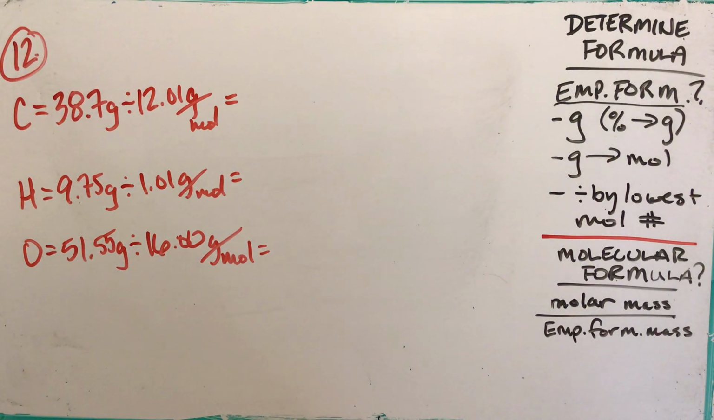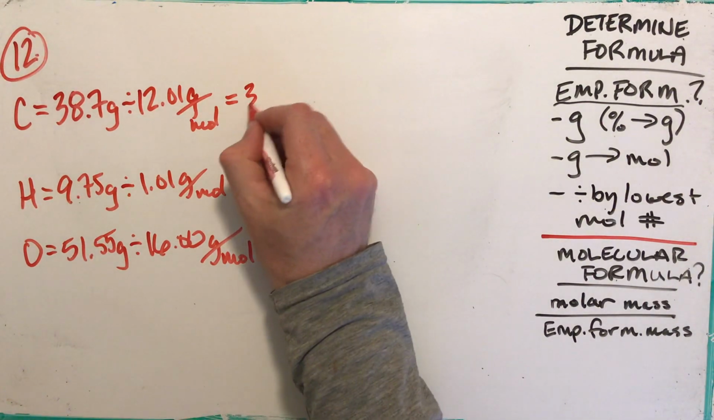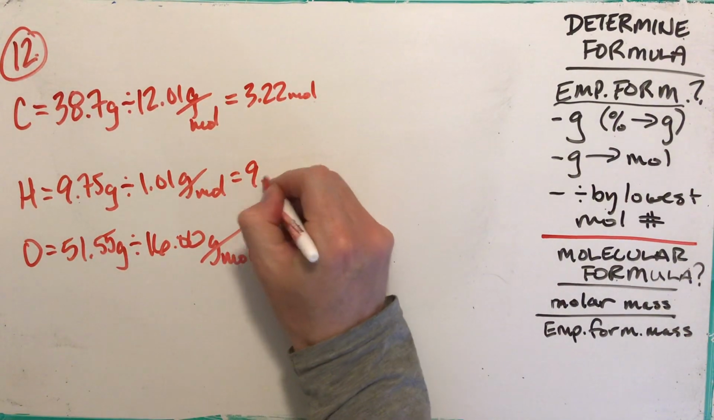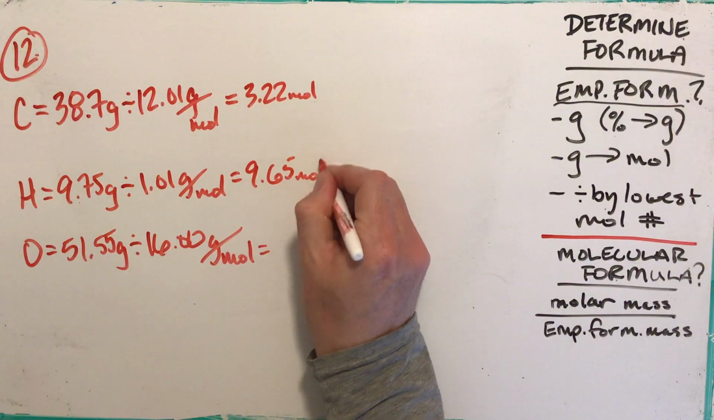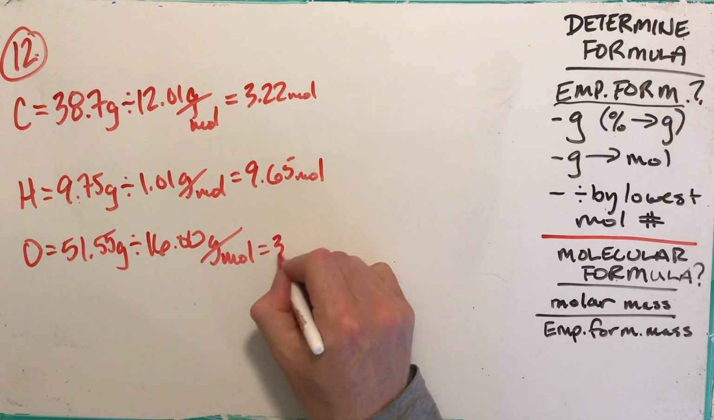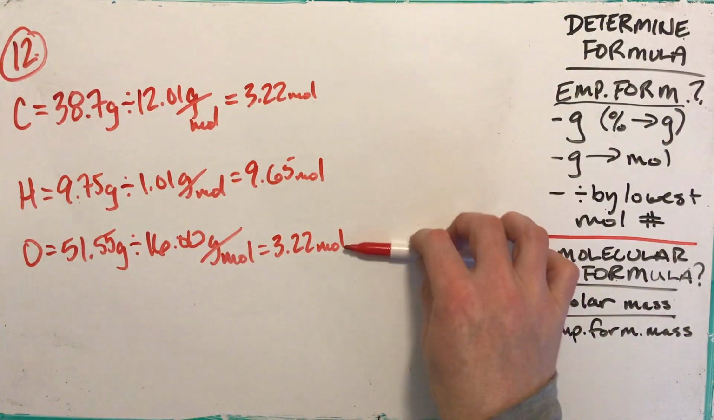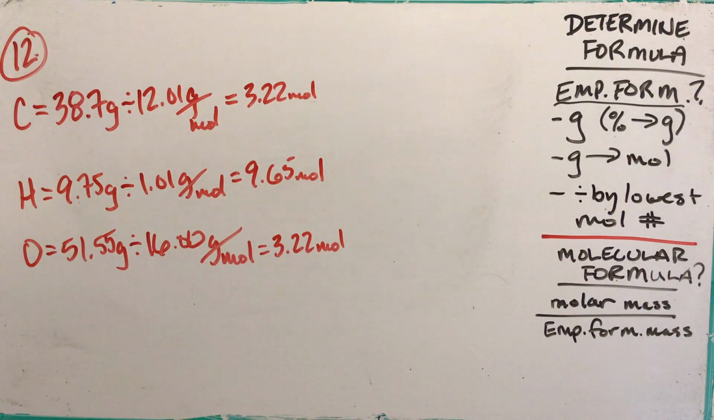And this one ends up being 3.22 moles, 9.65 moles for this one, and 3.22 moles for this one. That tells me that carbon and oxygen are in the same amount in that formula. Whatever their subscripts are, they're the same.